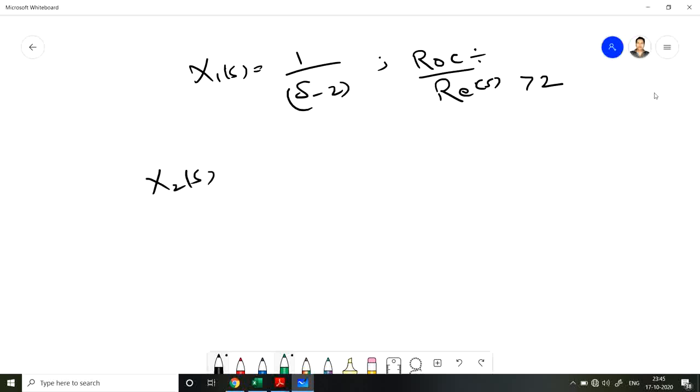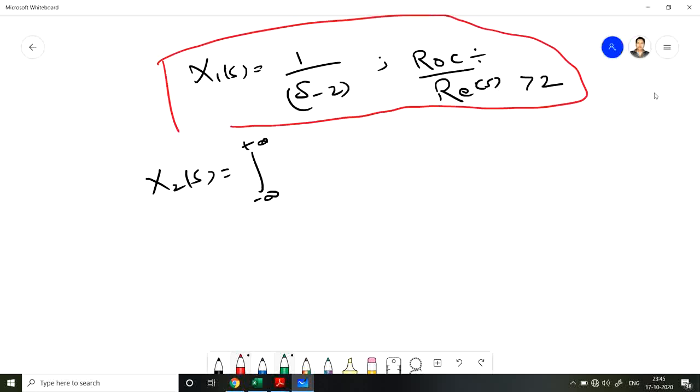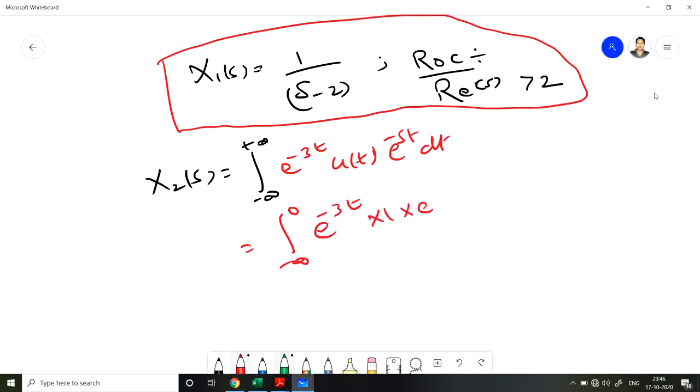Now the second part is X2(s). So we have calculated X1(s). Now X2(s) is the integral of e raised to the power minus 3t into u(minus t) into e raised to the power minus st dt. So it is minus infinity to 0 of e raised to the power minus 3t into 1 into e raised to the power minus st dt, so it is minus infinity to 0 of e raised to the power (minus s minus 3) t dt.